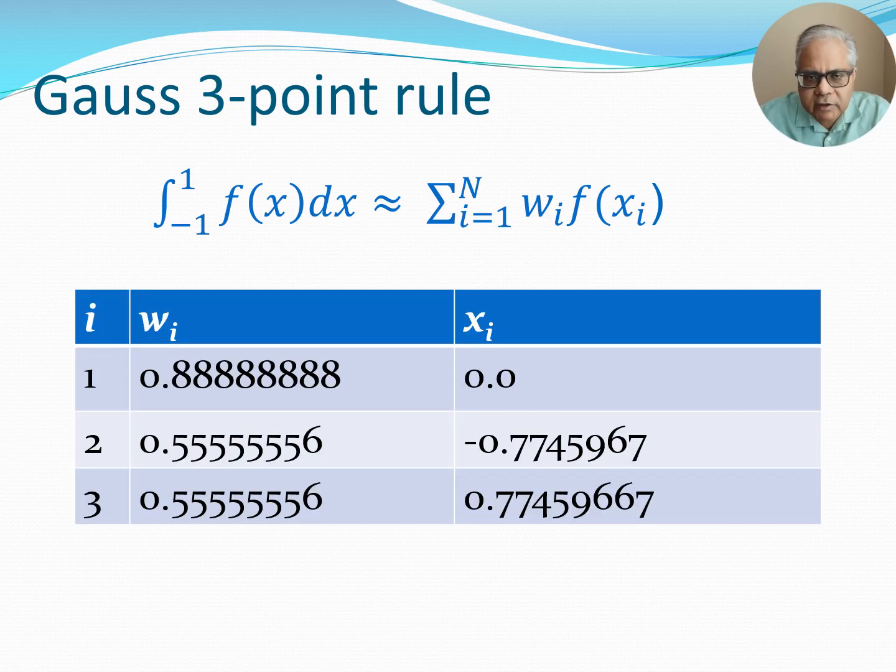So let us start with the 3-point rule. In the 3-point rule, I will go from i is 1 to n, which is 3. These are the 3 weights here, and these are the 3 points here. You can see the points are 0, minus 0.77, and 0.77, and the weights are 0.88, 0.55, and 0.55, expressed to more decimal places.